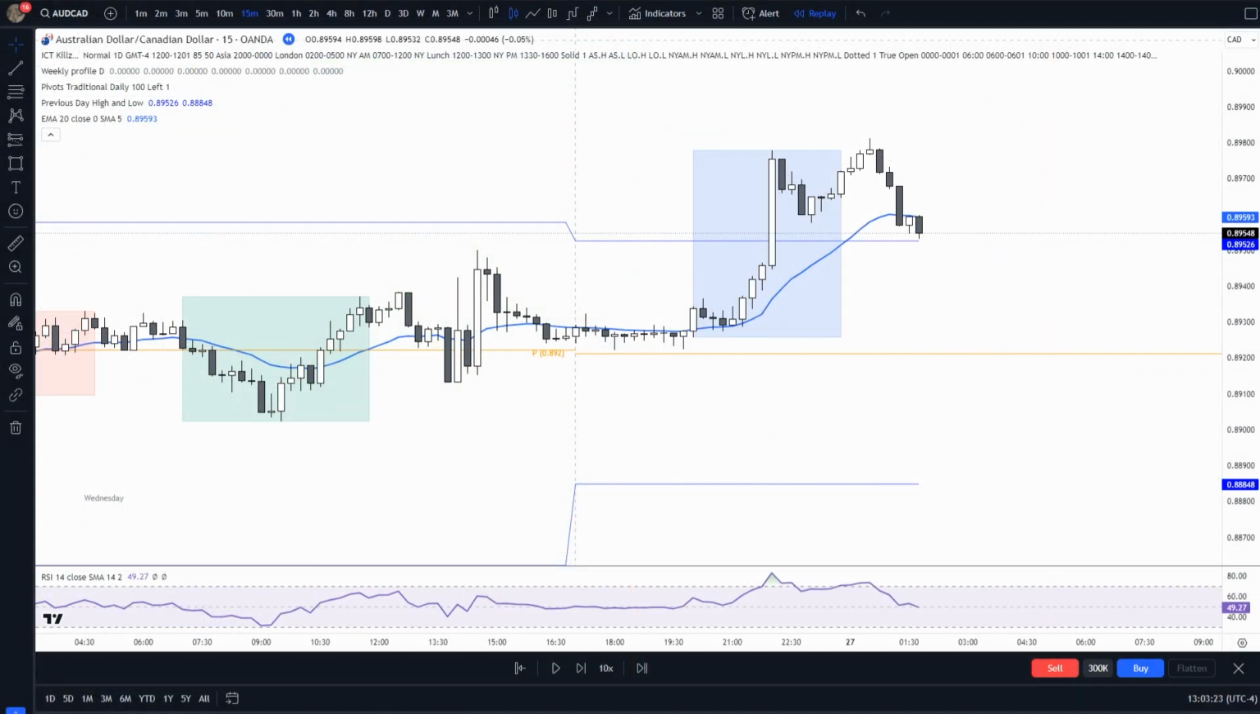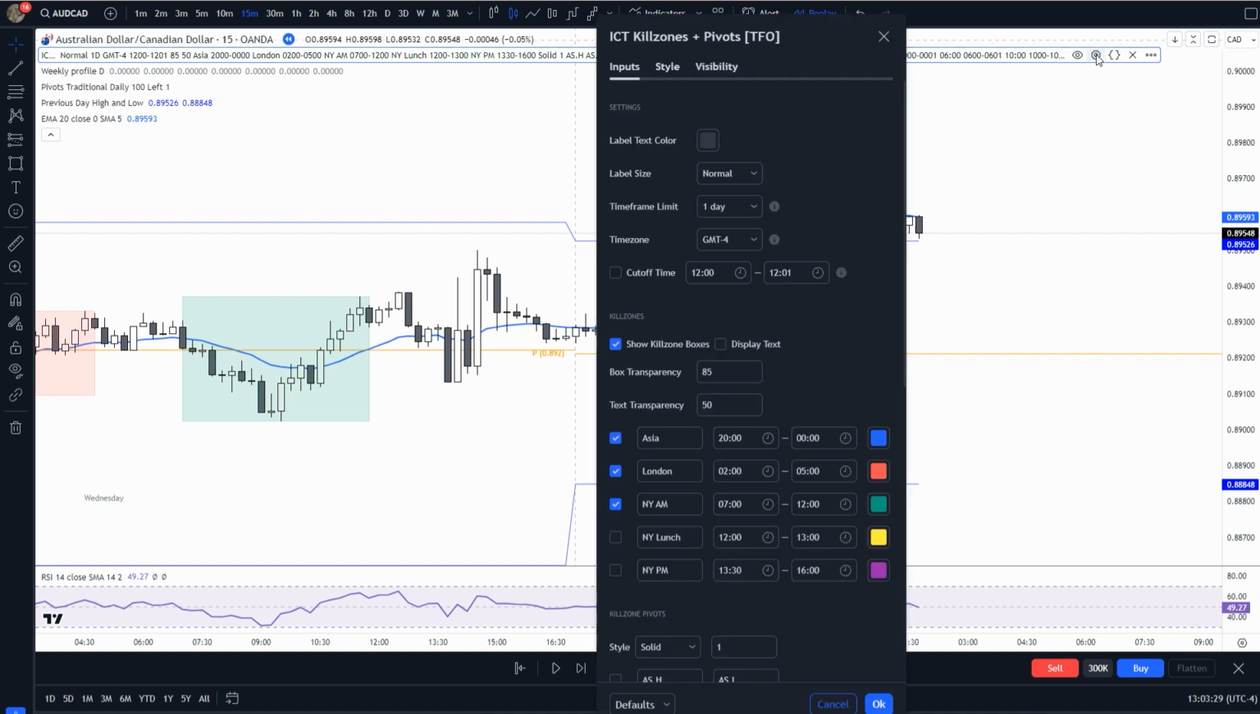This is AUD CAD on the 15 minutes time frame. I used the following indicators. First one is the ICT kill zones and pivots by TFO. And here are the settings for the sessions for the Asian session, London and New York. At these times I will execute my trades. Well, the Asian session is not needed for the assets I trade. I'm just trading during London and New York.